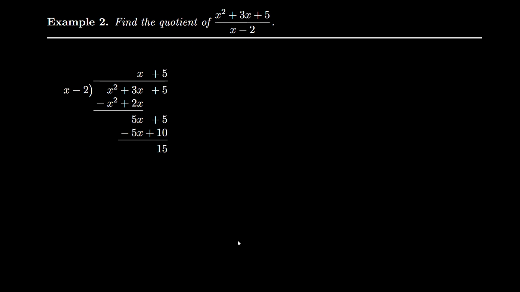So here we're asked to find the quotient of x squared plus 3x plus 5 divided by x minus 2. And you can see over on the left that that's been done. But we're going to give it another shot. So we're going to divide x minus 2 into x squared plus 3x plus 5. And you don't have to wait for me to say this, but now would be a great time for you to pause the video and give this a shot yourself.